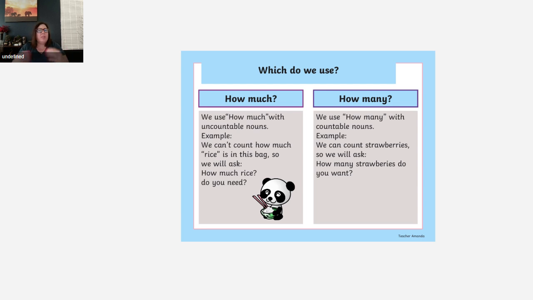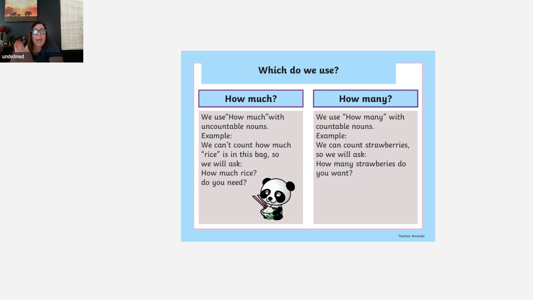All right, so now we know the difference between countable nouns versus uncountable nouns. So what does that have to do with how much and how many? Well, let me explain. When you have an uncountable noun like rice, we will use how much. We can't count how much rice is in the bag, so we will ask, how much rice do you need? Do you need a bowl? Do you need a bag? How much do you need?